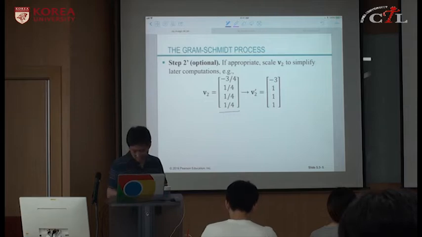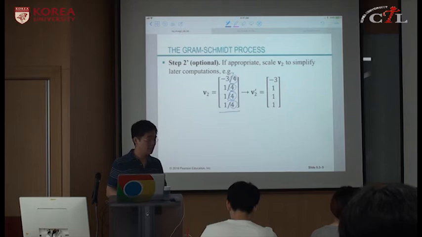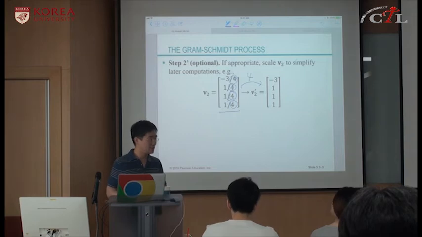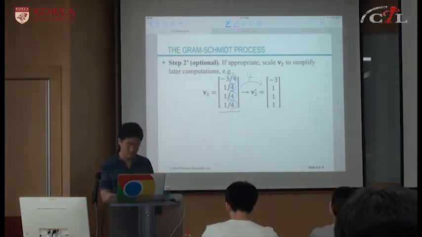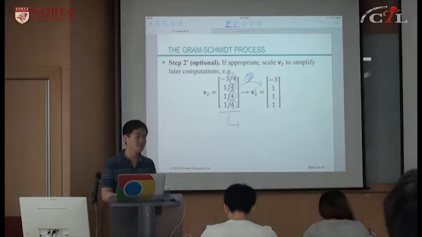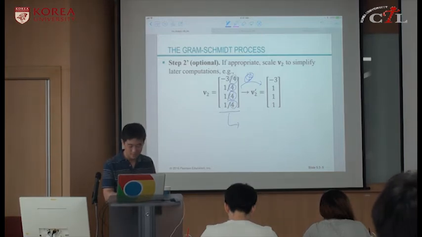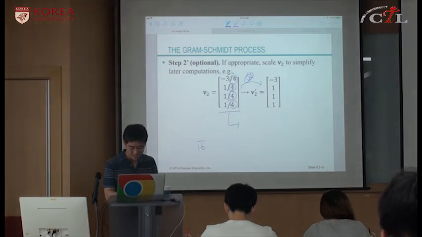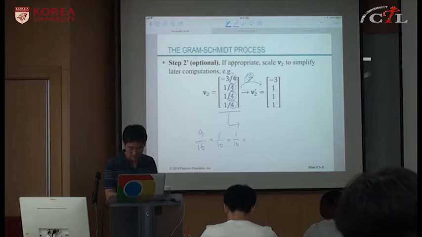Okay. So in this case, in order to obtain simpler numbers, it just scaled it by 4, but the scaling is not necessary in my opinion. You usually normalize it so that its length becomes 1, but in this case the computation is a little dirty, because the norm is computed as 9 over 16 and 1/16 and things like that, and then the square root of it, right?